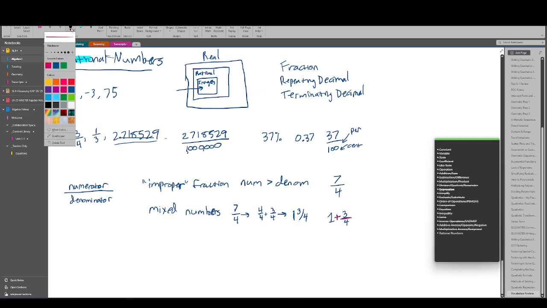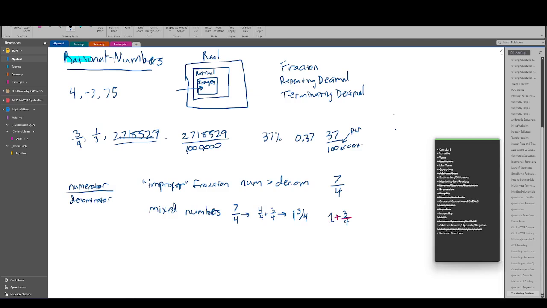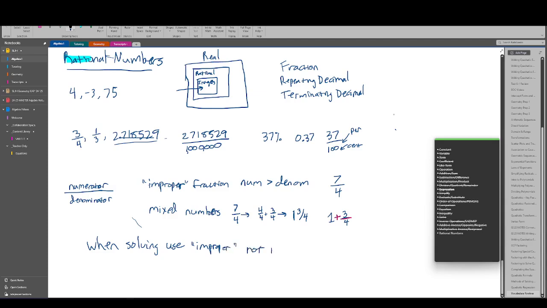And they have different priorities in our order of operations. So having both a plus and a division makes it impossible to do our inverse operations and to solve equations that involve that mixed number. So generally when solving, we use improper fractions and not mixed numbers.